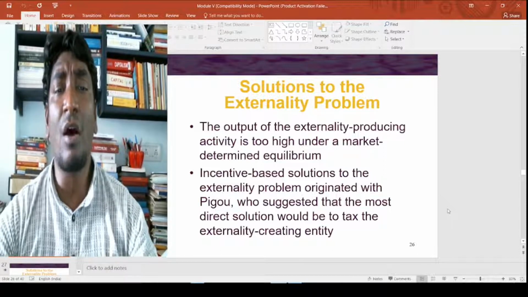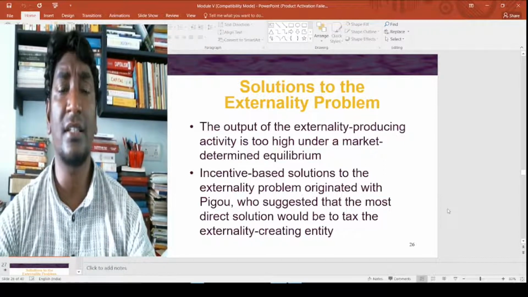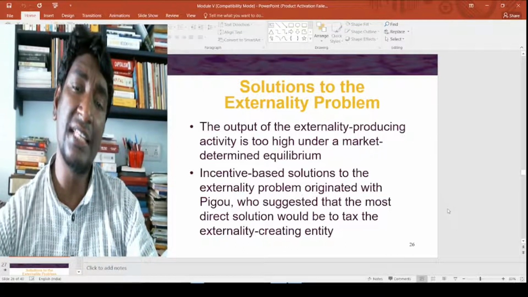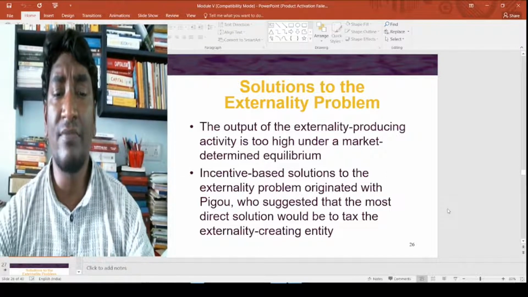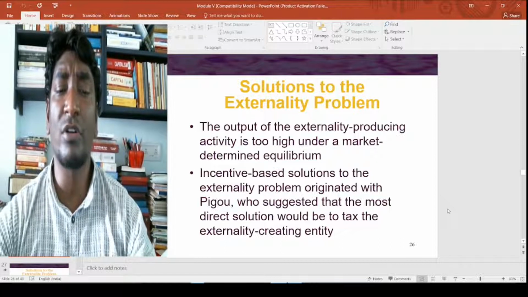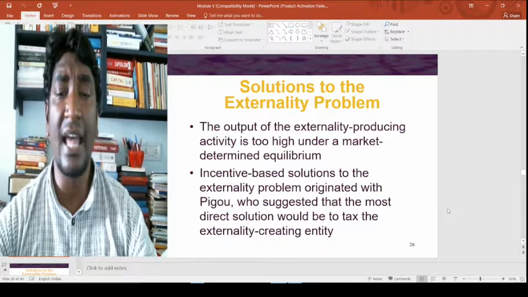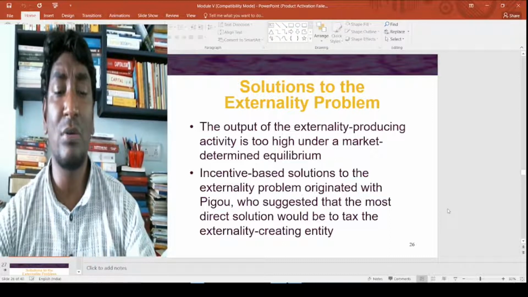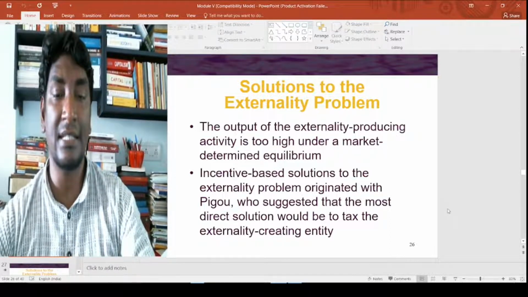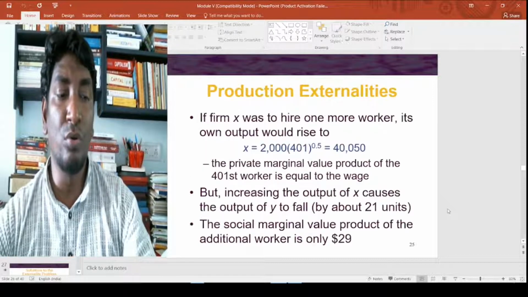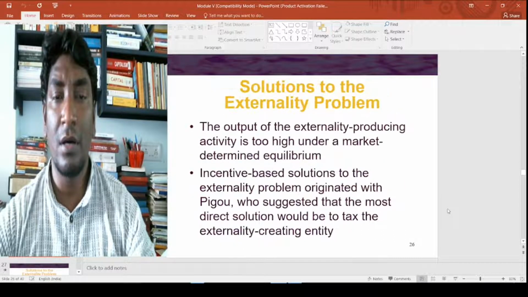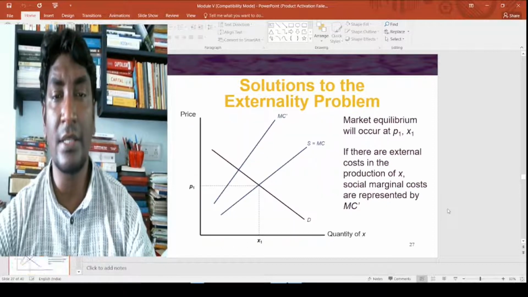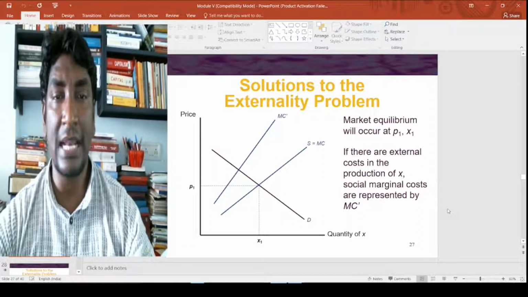Now the question is how do we resolve this problem, the solution to the externality problem. The output of the externality producing activity is too high under a market determined equilibrium. The incentive based solution to the externality problem originated with Pigou, who suggested that the most direct solution would be to tax the externality creating entity. So if that is the case, let us look at the graph of it, how we can make sense of it.